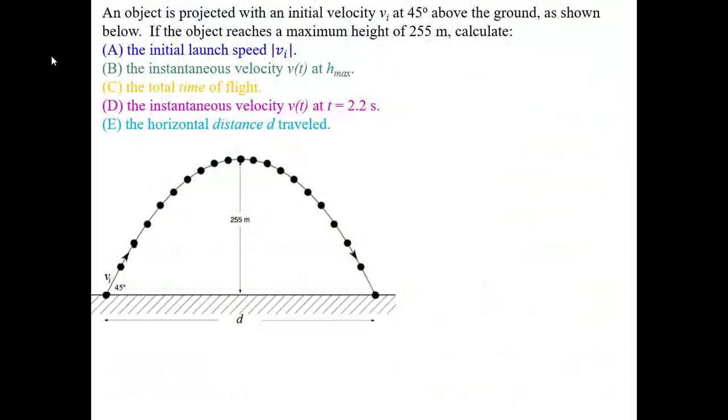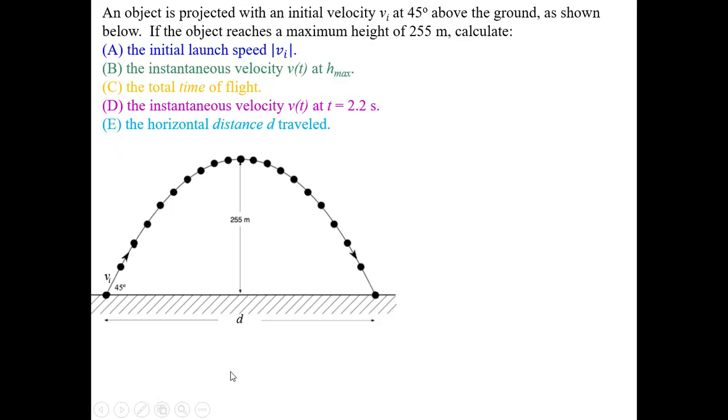Okay, so in this particular problem, we have an object that is projected with an initial velocity of some vi here in the diagram. If you look at the left side of the screen at the bottom, it's just vi, and that says 45 degrees above the ground. It says here if the object reaches a maximum height of 255 meters, calculate the following: A, B, C, D, and E.